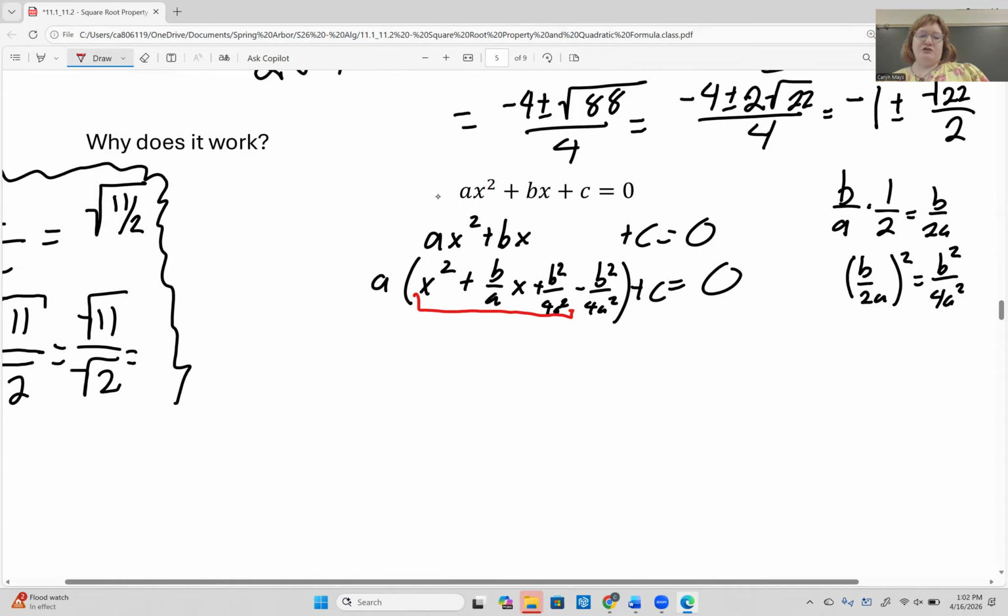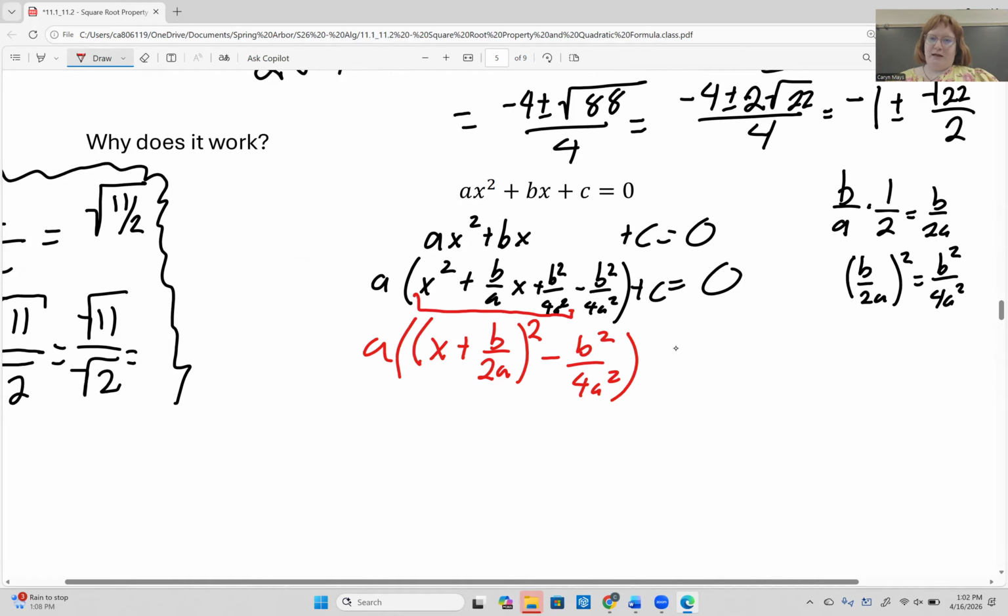It factors into x plus b over 2a squared. We always took that b over 2. There's an a now because we factored out this a, but it was always that b over 2 term, x plus b over 2 squared. So we have then minus b squared over 4a squared times a plus c equals 0.